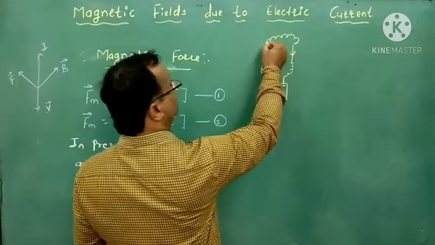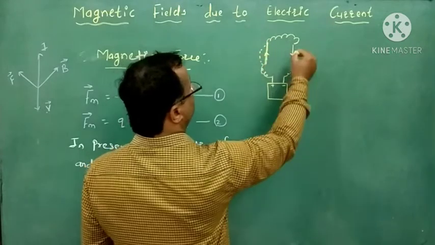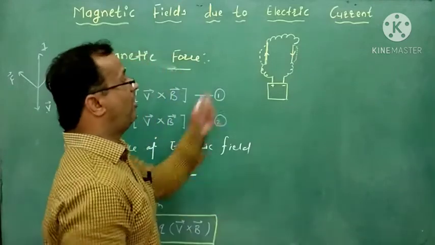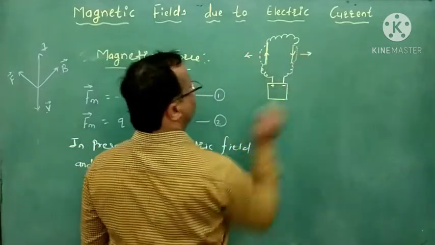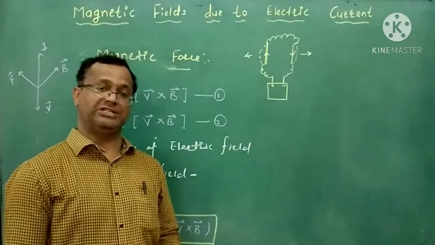It means that due to that, what happens? Here, this conductor moves along this direction. What happens here? Now both the conductors move away from each other, that is, they repel each other.